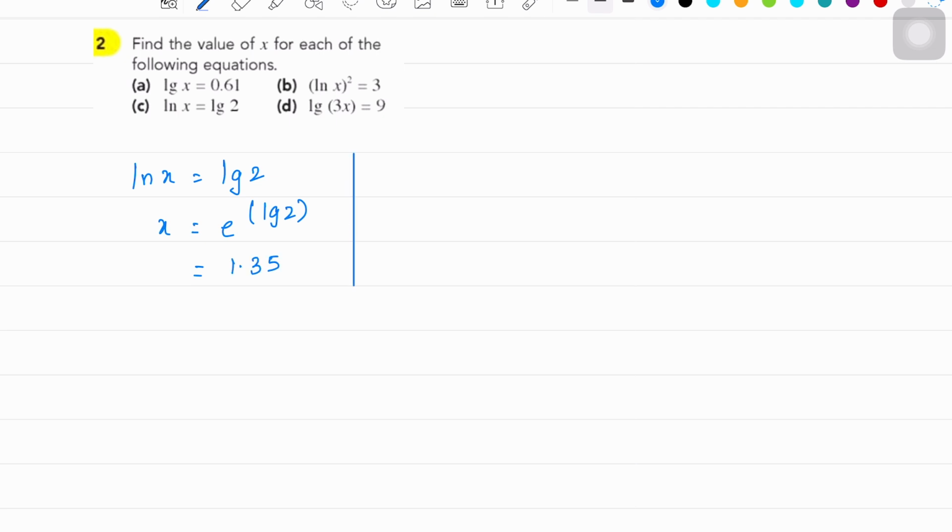So this is C. Let's do D. Log of 3x equals 9, and here the important thing is it's log to the base 10. Therefore writing it in index form, this will be 3x equals 10 raised to 9, and x equals 10 raised to 9 over 3. And if you simplify this, you'll get the answer 3.33 times 10 raised to 8. So that's about it.